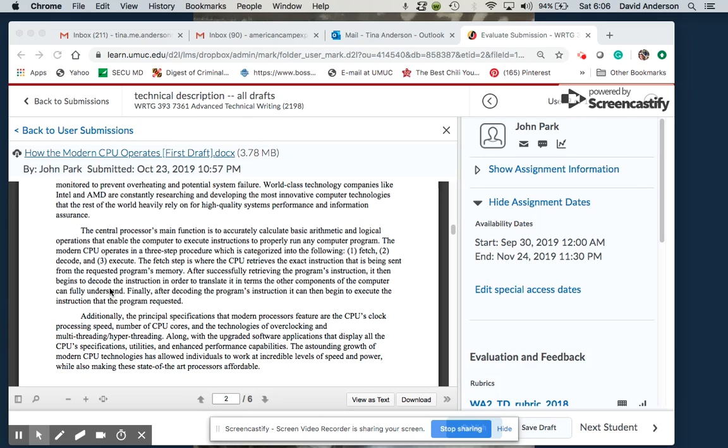2, decode: the instruction is translated. 3, execute. So I would recommend making this a series of bullet points and bolding these 3 key terms.